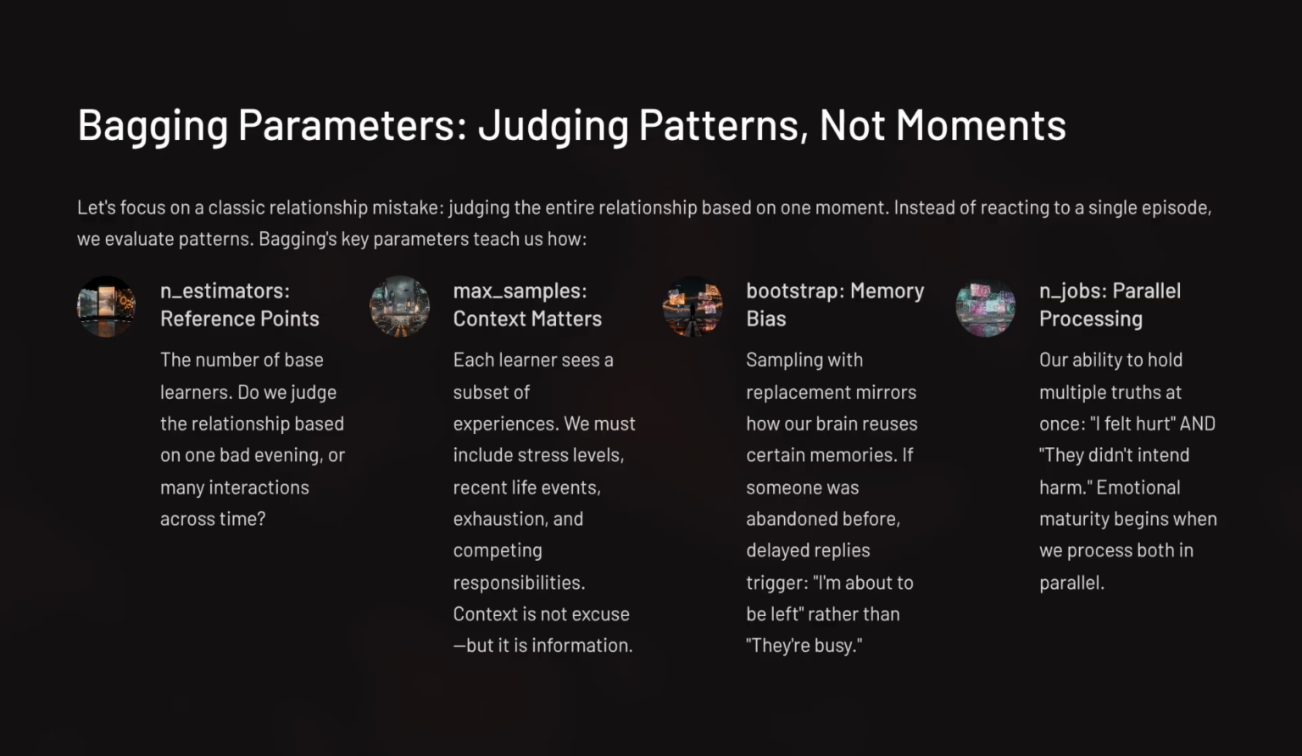n_jobs, parallel processing. Bagging runs processes simultaneously. Psychologically, this is our ability to hold multiple truths at once. I felt hurt, and they didn't intend harm. Emotional maturity begins the moment we can process both in parallel.